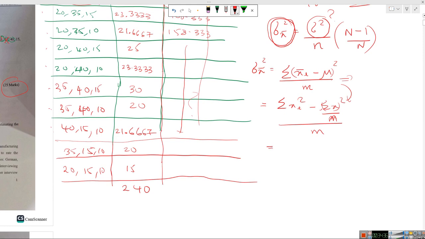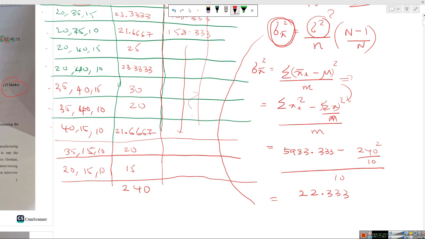So this will be equal to 5983.333 minus 240 squared divided by 10, divided by 10. So if you simplify this, it becomes 22.333, right?